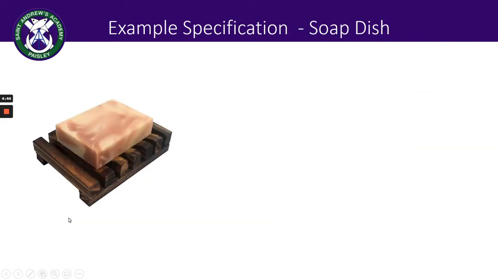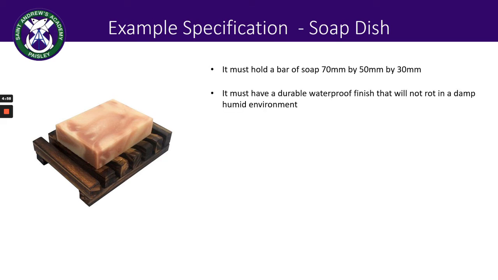Another example for a soap dish. It must hold a bar of soap 70 by 50 by 30. So that would have been worked out through measurement of typical soap bars as part of the research. It must have a durable waterproof finish that will not rot in a damp, humid environment, like a bathroom. Think of the shower being on, you get a lot of humidity in the air. It must be shaped to hold a bar of soap.